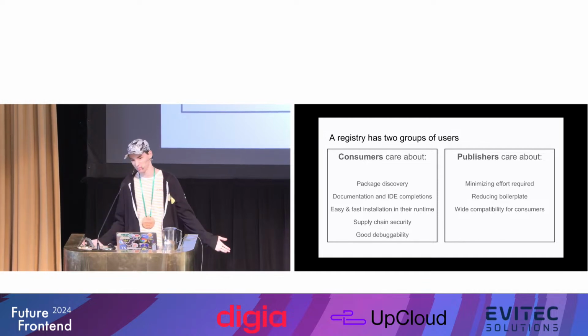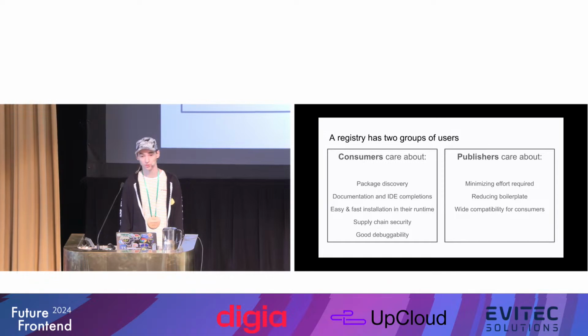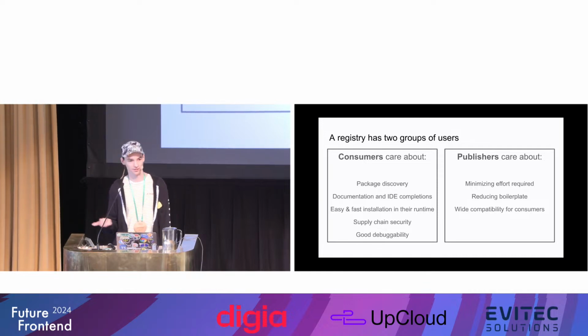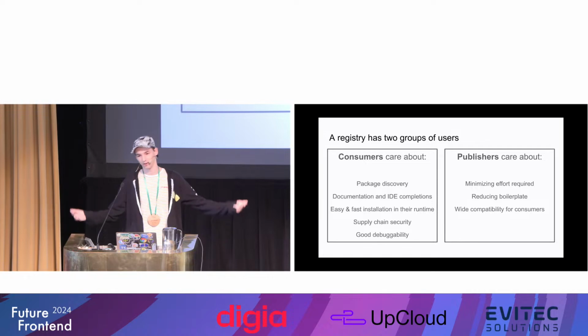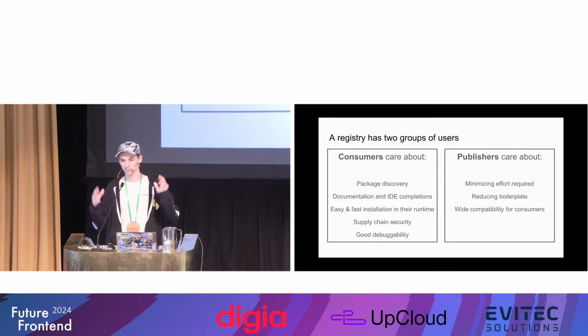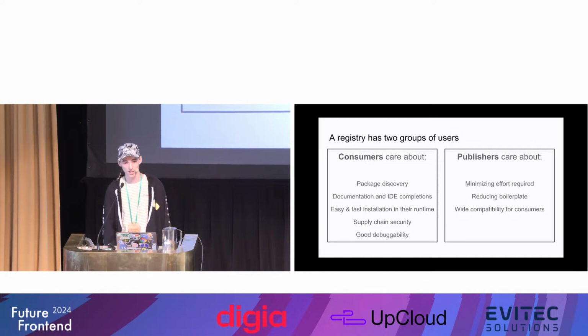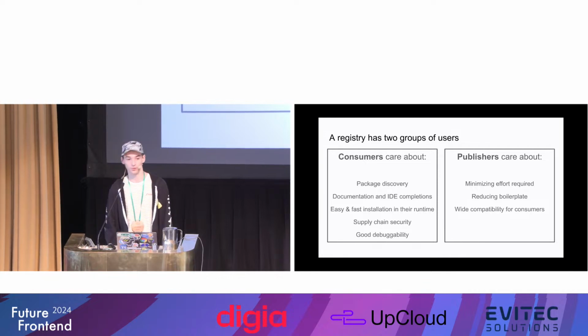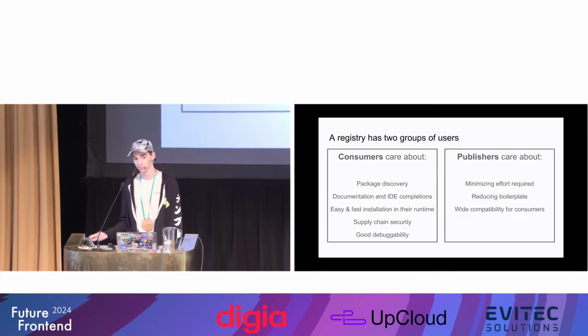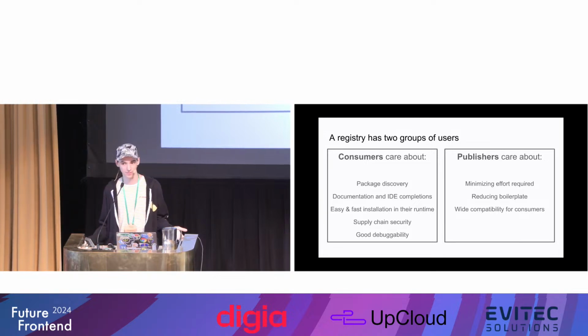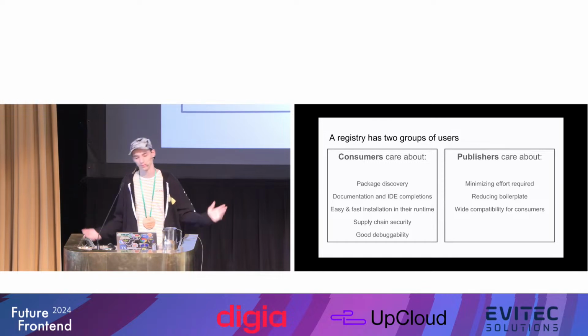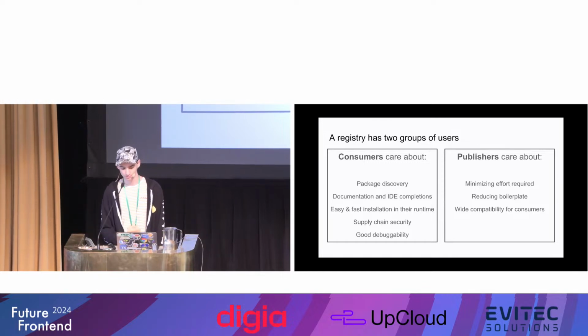And NPM really isn't very good at most of those things right now, unless a publisher puts in a lot of care. And that's unfortunate because publishers want to minimize the amount of effort, right? They want to just write some code. They don't really want to spend the majority of their day trying to configure the tsconfig file, your package.json, and all the tools you need to set up your package in such a way that it does all these things that consumers care about. Publishers want something simple. They want something that reduces boilerplate. They want wide compatibility for consumers without having to figure out what that means, right? They don't want to care about CJS versus ESM. They just want to write some code and publish it.